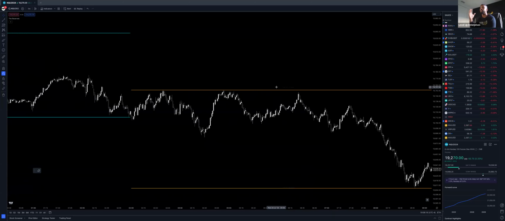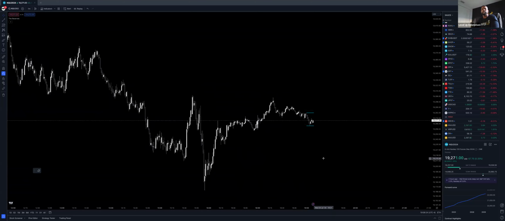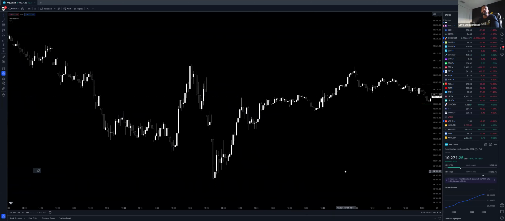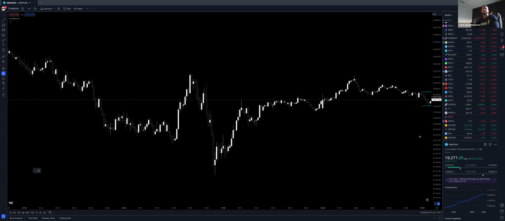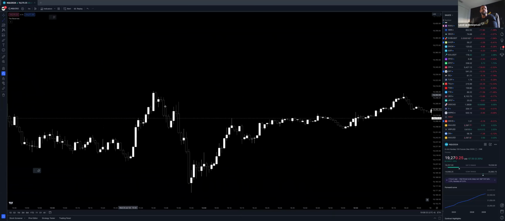So that's how I look for top-down analysis. And again, I'm using liquidity points, and I'm also looking at change in state of delivery. Let me show you another example here. Let's say, for example, you're off the 2 minute time frame. And let's say this right here. Let's give this an example.